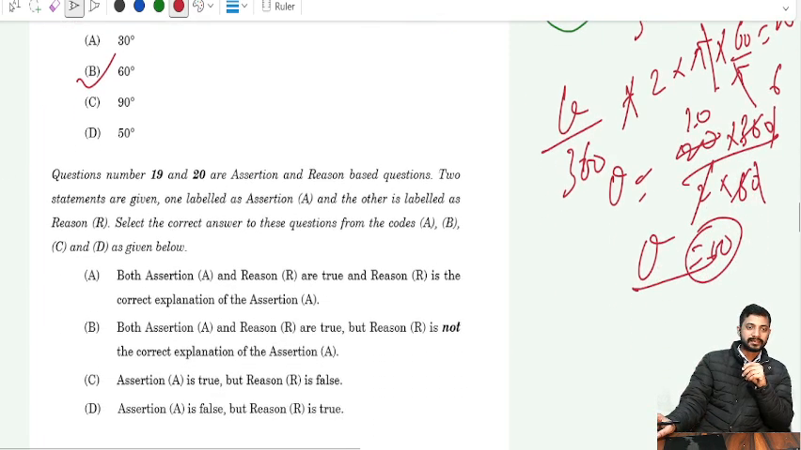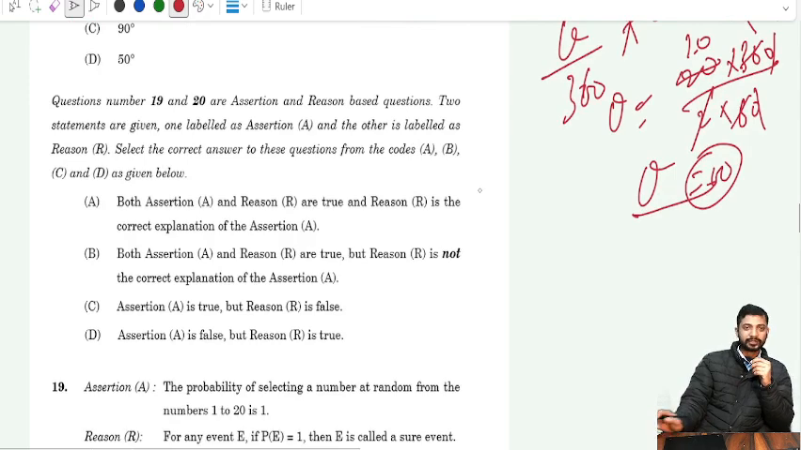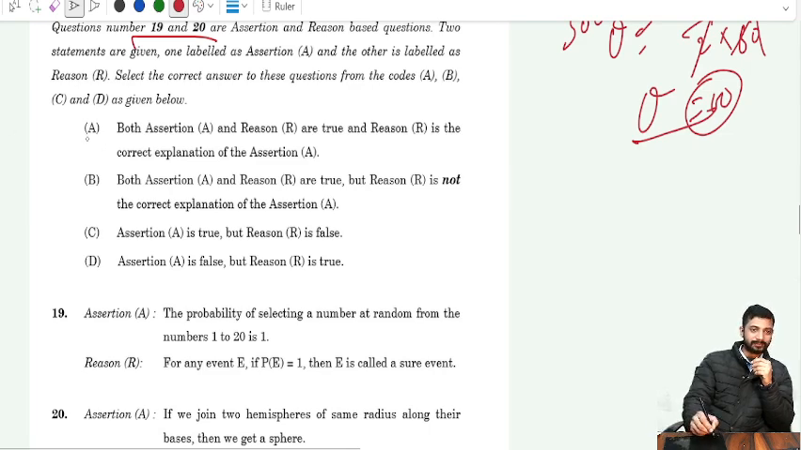Next is the assertion-reason type. This is also an MCQ type question. Here there are two questions, and in these two questions instructions are given. Options A, B, C and D. A will be when both are correct and the explanation is also correct. B is when both are true but it is not the correct explanation. Option C will be when the first is true but the second is false. D is first false, second true.